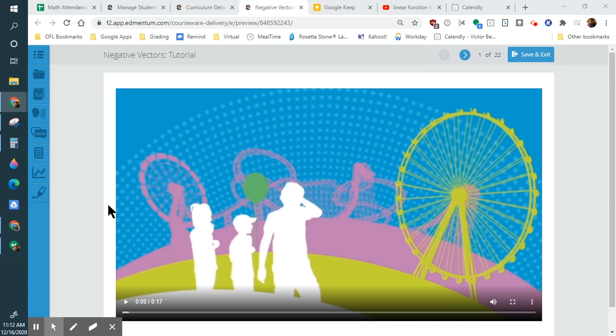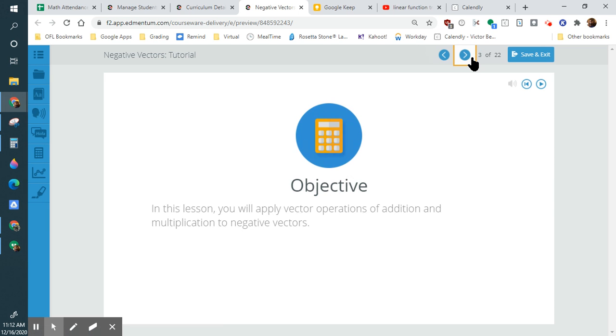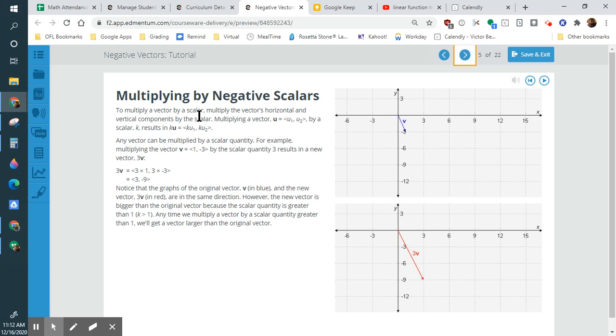Okay, so now that we've kind of done vectors, we're going to deal with negative vectors. So vectors basically going in the opposite direction. And what's going to make the vectors go in the opposite direction is basically just their angle.